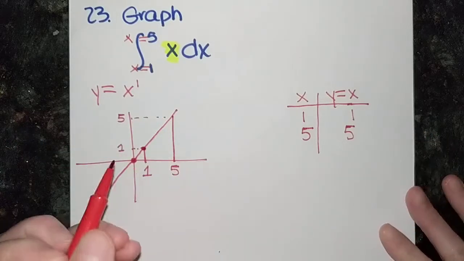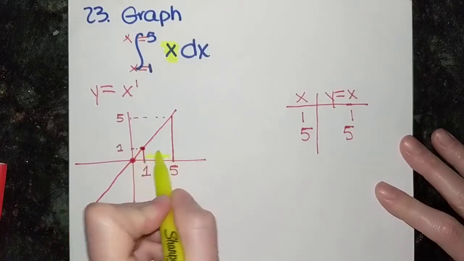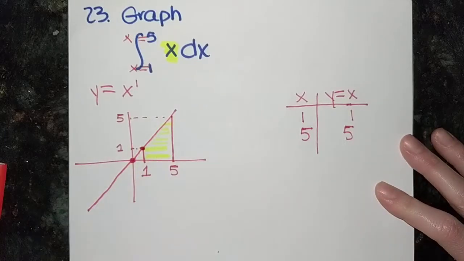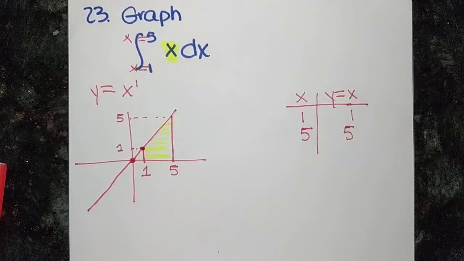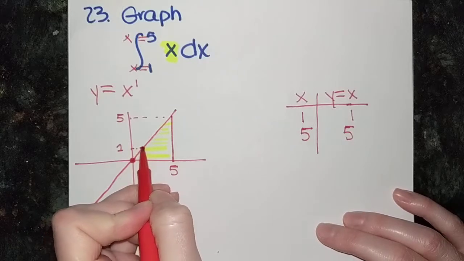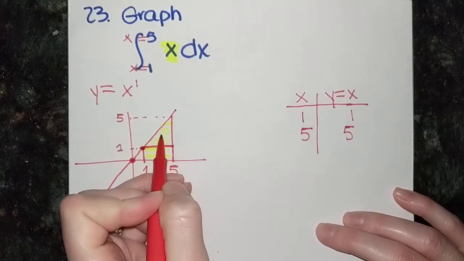Okay, and we are trying to find the area underneath this curve and above the x-axis. Now, when you look at finding this area, you're going to have to subdivide it into regions that you do know. So if you look, you can subdivide it into a rectangle and then a triangle.